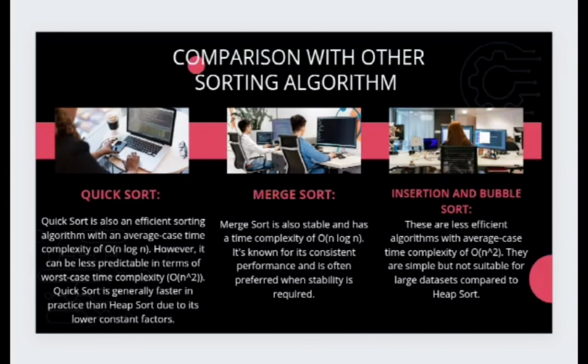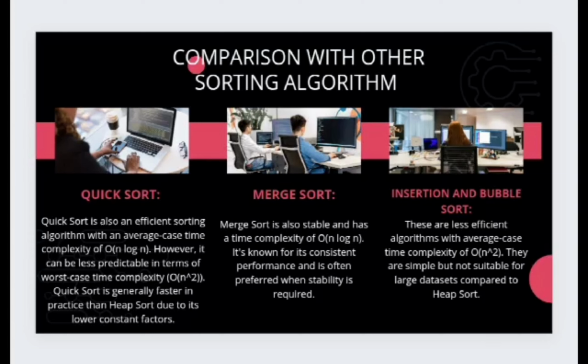Quicksort. Quicksort is also an efficient sorting algorithm with an average case time complexity of O(n log n). However, it can be less predictable in terms of worst case time complexity, O(n^2). Quicksort is generally faster in practice than heap sort due to its lower constant factors.